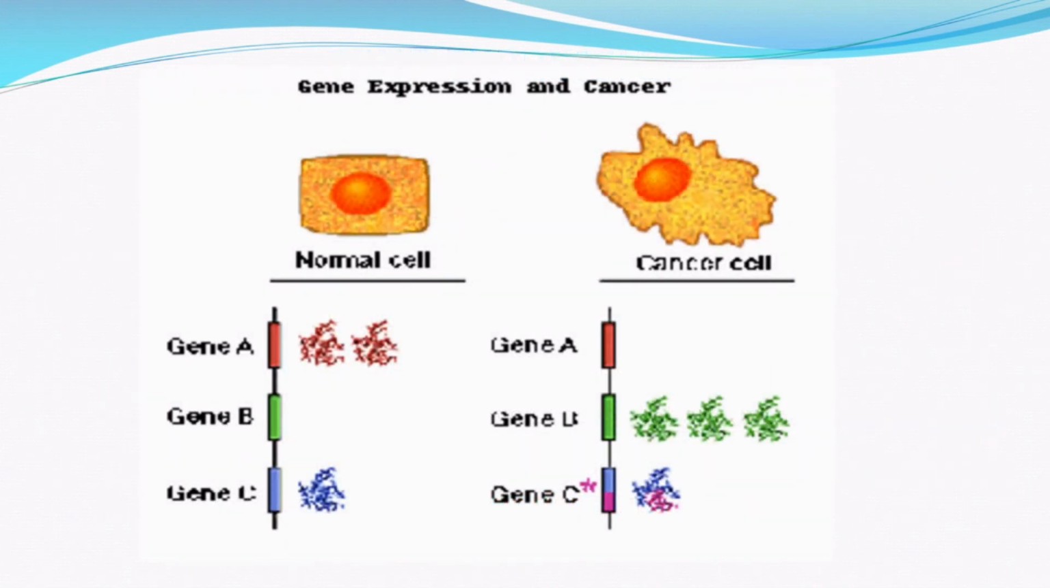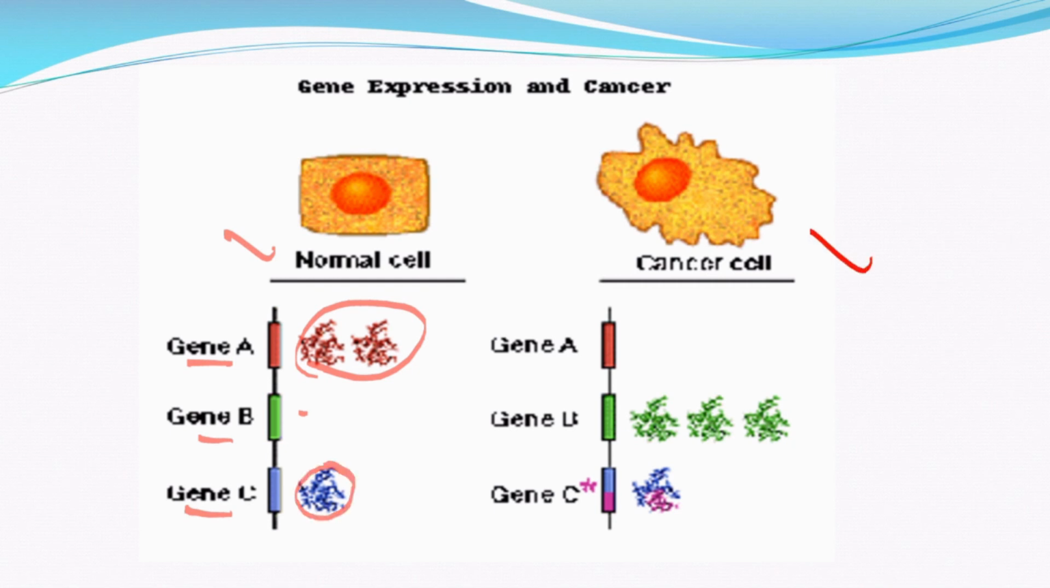Okay, now why is gene expression important in malignancy or any disease? I am explaining with the help of a simple example. There are three genes: gene A, gene B and gene C. Gene A is overexpressed in normal cells, gene B is not expressed, and gene C is underexpressed. These are the normal cells.